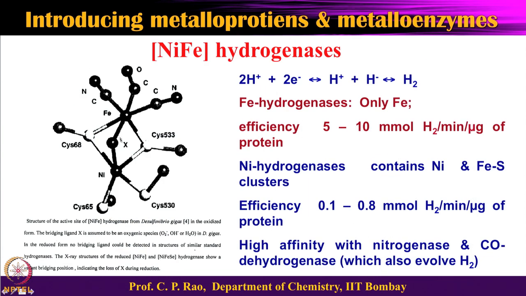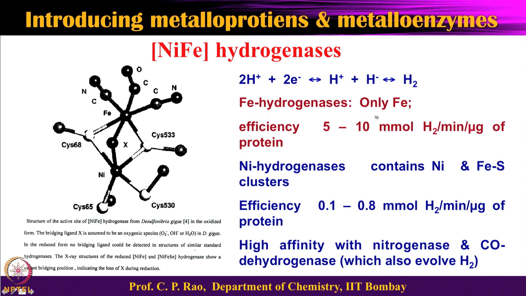Just the active center alone is shown over here. You have the iron center, you have the nickel center. The iron has CN, CO, CN. The nickel has cysteine and another cysteine, and these are bridged by two cysteines. And there is an X bridge; it could be OH, it could be water, it could be O2 minus, etc., depending upon the situation in which the cluster exists. It could be oxidized or reduced. In the oxidized one, you will find the bridging. In the reduced Ni-Fe hydrogenase, you will not find that.